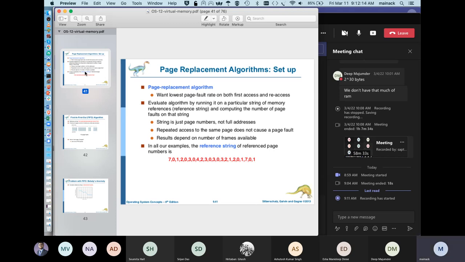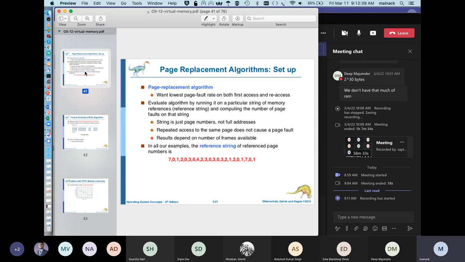So in page replacement algorithms, in general, the goal is that you want the lowest page fault rate on both first access and re-access. So essentially, you want the page faults to be lower. That generally means that you need to simulate whatever algorithm you give.